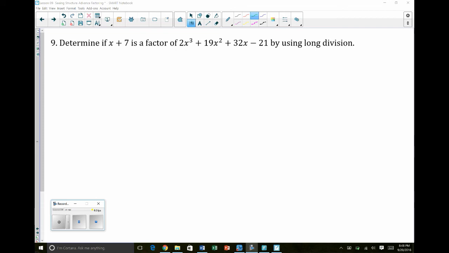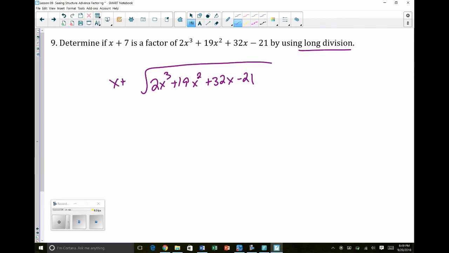Determine if x plus 7 is a factor of 2x cubed plus 19x squared plus 32x minus 21 by using long division. So, could you do this by reverse tabular? Of course, but I'm asking you to long divide because I need you to get good at long division, so when we get to things with remainders, it's a little bit easier to use long division than it is to use reverse tabular. So I'm dividing by x plus 7.